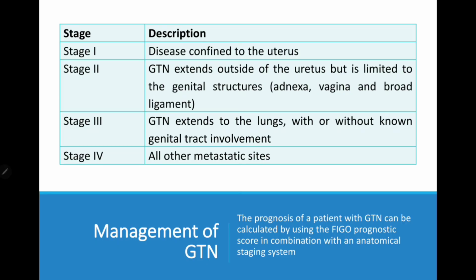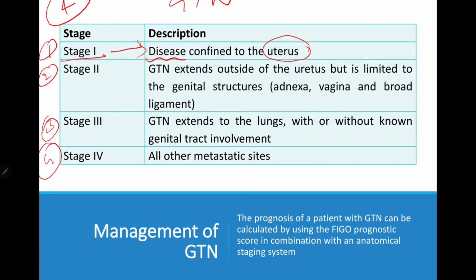So GTN, gestational trophoblastic neoplasia, there are 4 stages. Stage 1, Stage 2, Stage 3, Stage 4. Stage 1, what is the description? Disease is confined to the uterus. If the disease in GTN is confined to the uterus, it is stage 1.